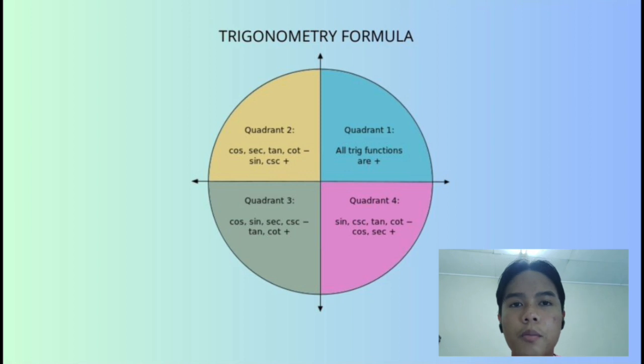Quadrants are divided by 4. That is quadrant 1, quadrant 2, quadrant 3 and quadrant 4. At quadrant 1, all are positive. That means sin, cos and tan are positive. But at quadrant 2, only sin is positive. At quadrant 3, only tan is positive. And at quadrant 4, only cos is positive.